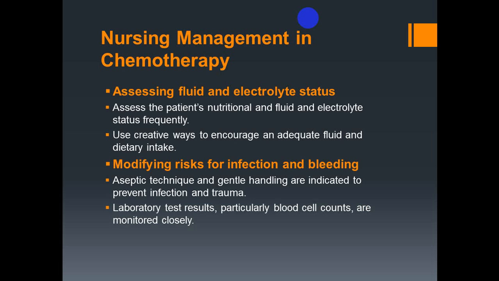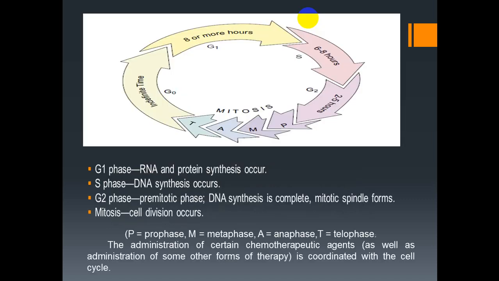When we are talking about infection, we know it's a stressor that develops cells from a normal cell to a cancer cell. This figure gives us the phases of RNA and protein synthesis, where DNA synthesis occurs, and the phase where pre-mitotic phase or DNA synthesis is complete, where the mitotic phase or mutation occurs, or mitosis of the cell occurs.